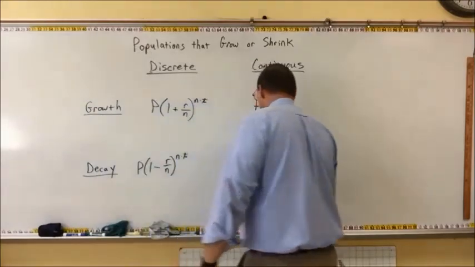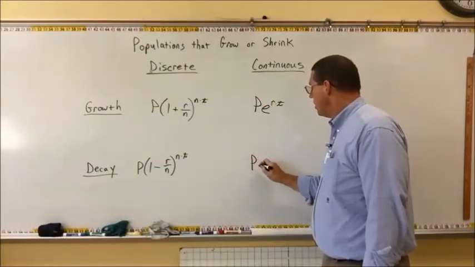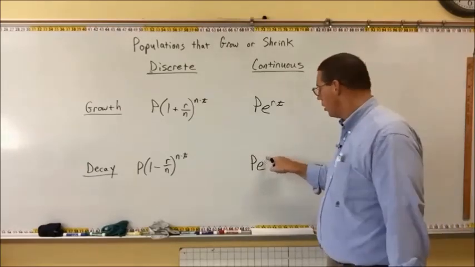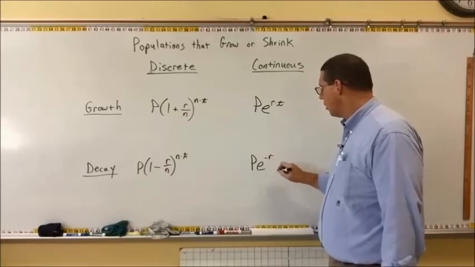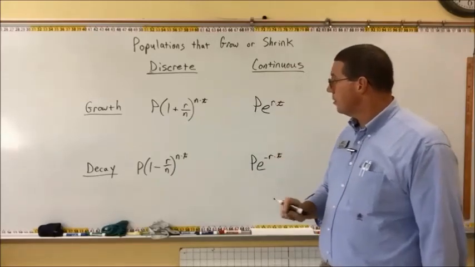All right? Now, last one, the continuous decay formula. It's the same formula, P times e to the power of, instead of r, it's negative r, to the power of negative r times t. There we go. And there's our continuous decay formula.